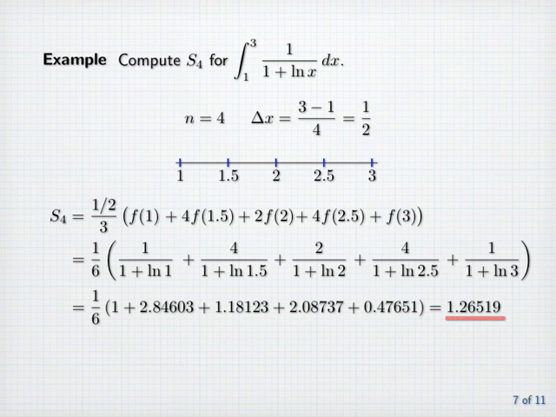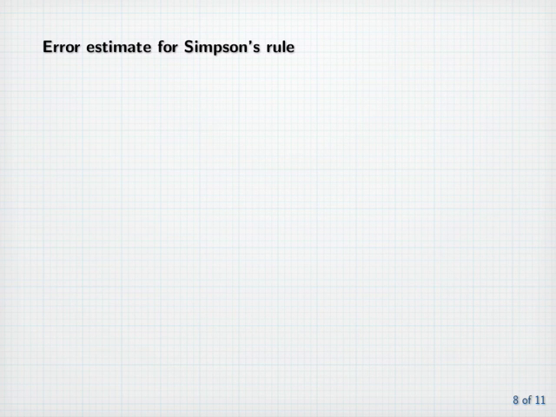Now, just as with the trapezoidal rule, it's very desirable here to have some idea of how accurate this approximation is, and that's what we'll look into next. Error estimate for Simpson's rule. This is going to be similar in spirit to what we saw for the trapezoid rule.